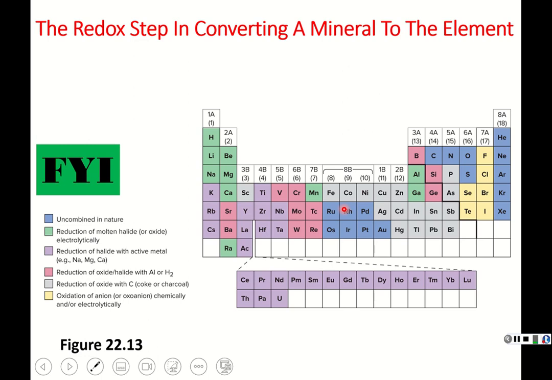Okay. This periodic table kind of shows you redox steps in converting a mineral to an element. Right? And the ones I just wanted to point out, these sort of common metals, right? Iron, cobalt, nickel, copper, silver, zinc. In gray, these are the ones that you reduce that oxide with carbon, either in the form of what's called coke or charcoal. Right, so that's a very common method.